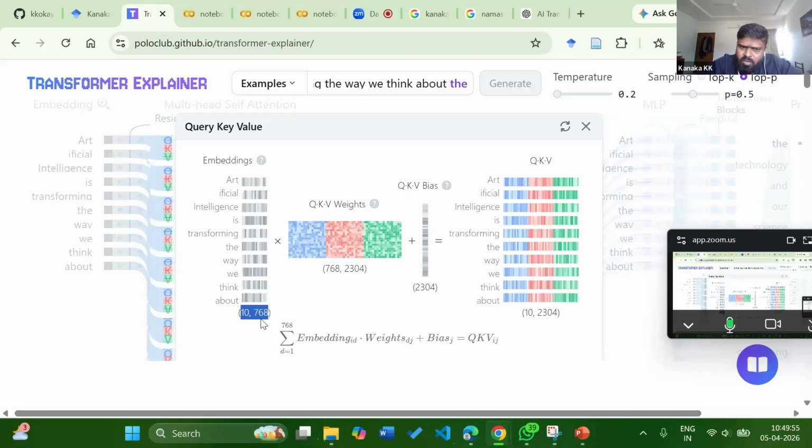10 is the number of rows. You can see each token corresponds to one row, that's why it is 10. And then comes 768. And what are these? 768 means these are features, these are the columns.